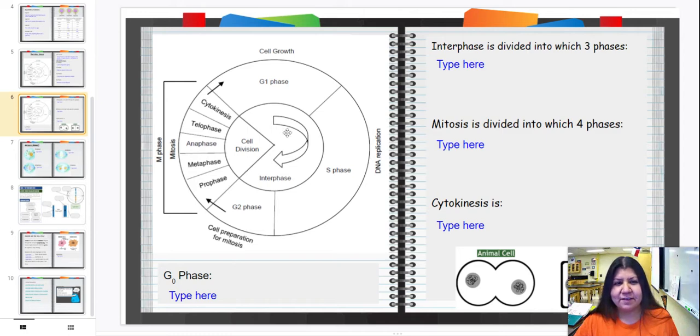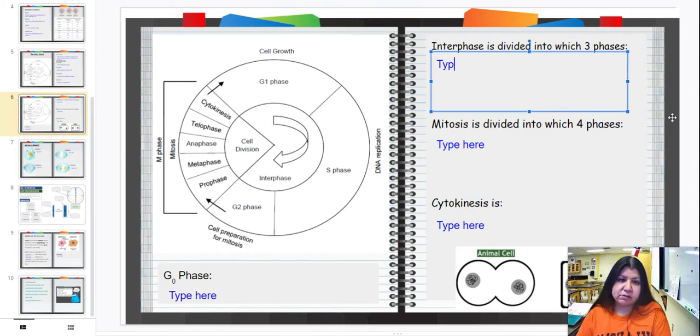So here's my diagram again. Okay, so my interphase I know is divided into 3 phases. We already went over what each of those phases stood for. Okay, so I have my G1 phase. Okay, so G for grow. S phase. Okay, so remember S is when my DNA is replicated or synthesized. And G2. Okay, so G2 is when my organelles double and my cell is preparing to go through mitosis.